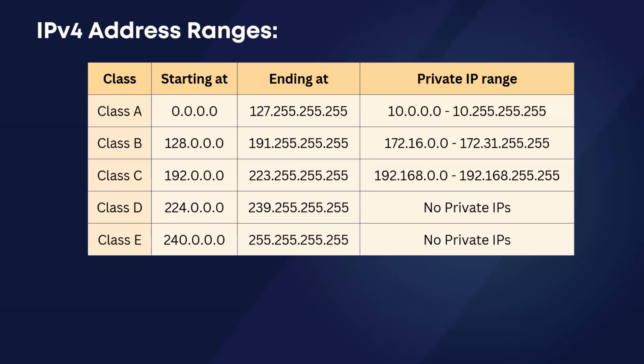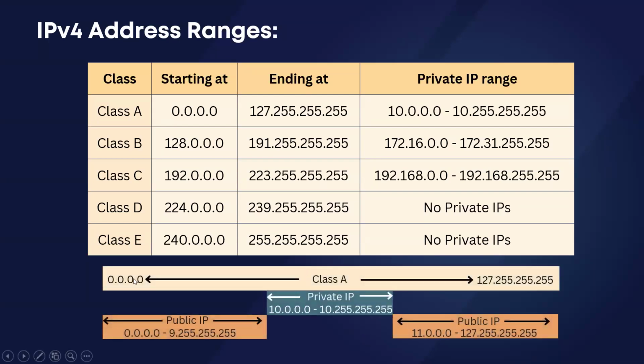Okay. Now, to elaborate a bit further, if this is still not clear, let's take the example of class A. It starts at the first IP 0.0.0.0 and goes up to 127.255.255.255. In that entire range, there's a small private IP set from 10.0.0.0 to 10.255.255.255. Any IP outside that set is a public IP. So from 0 up to 9.255.255.255, and after 10, from 11.0.0.0 to 127, both of these are public IP sets. So in each class, in a similar manner, there are some private IPs and two sets of public IPs, one on each side. Okay. Is that clear, guys?